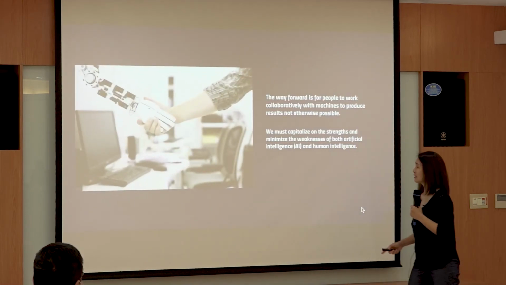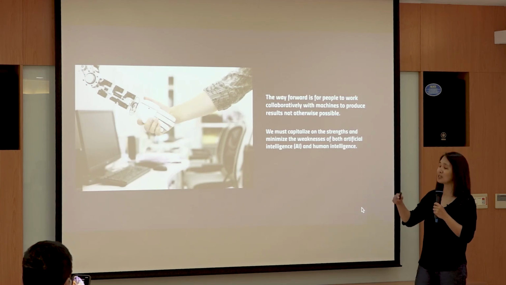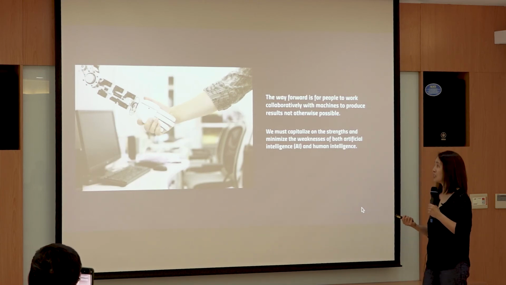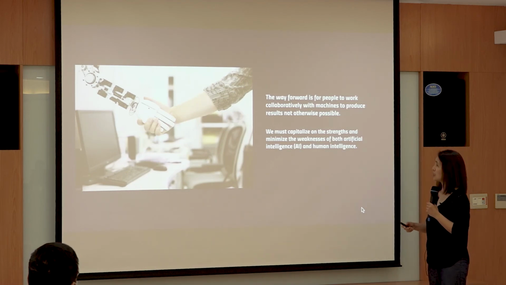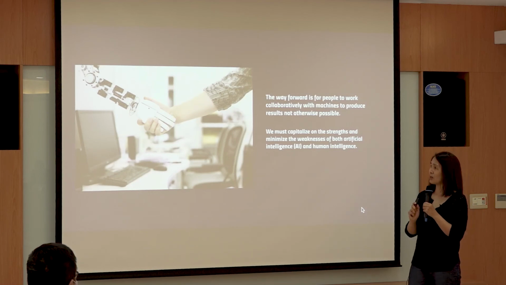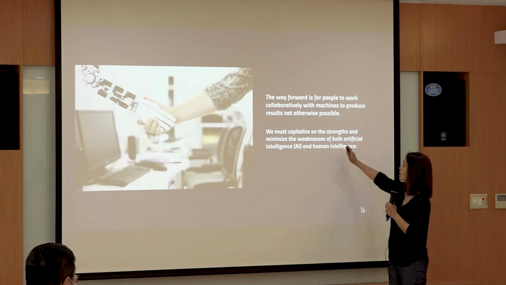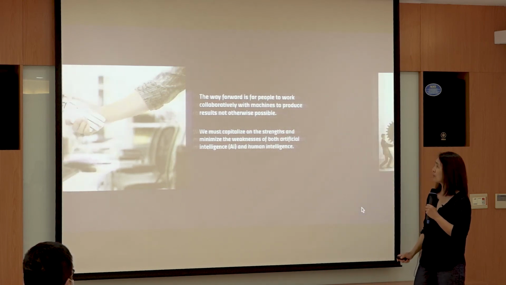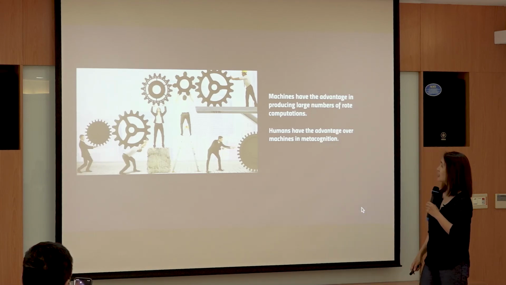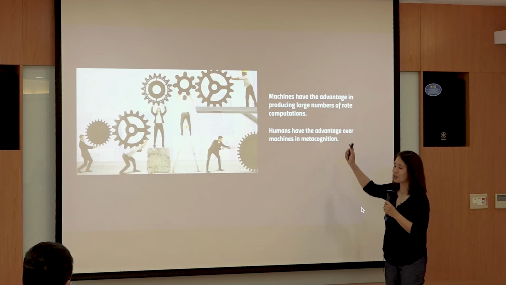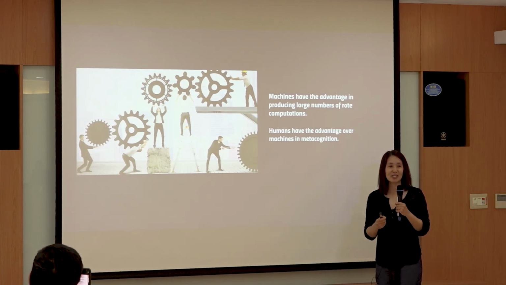So I have been saying this for a little while, that the way forward is for people to work with machines to produce things that we couldn't produce before we had the machines. We have to capitalize on both artificial intelligence and human intelligence, and understand that those are very different things, and use them in ways that capitalize on the strengths and minimize the weaknesses of both. Machines can produce lots of numbers, lots of computation. Humans can think. Humans have metacognition. Humans know why we are doing it. The machine has no idea why.